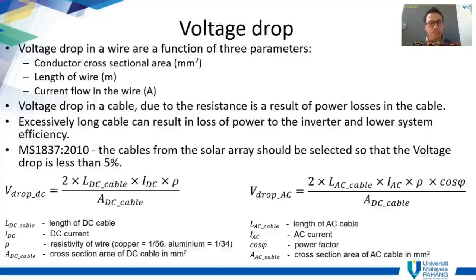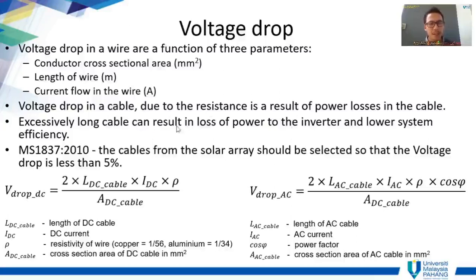Let's move to the next, which is the voltage drop. So voltage drop in a wire is a function of three parameters: conductor cross-section area, length of wire, and current flow in the wire. Voltage drop in cable due to resistance is a result of power loss in the cable. That's why voltage drop happens.